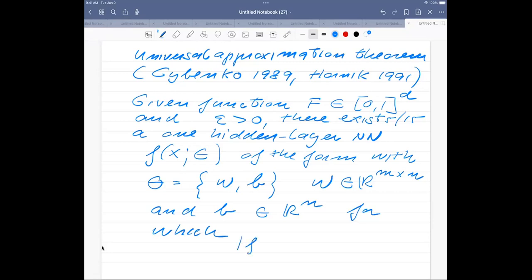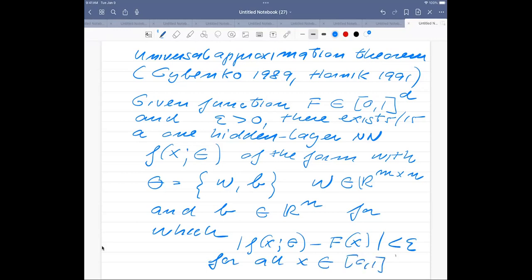for which we have that f of x as a function of these parameters theta minus f of x is smaller than epsilon for all x in the same hypercube of dimension d. So this simply says, if you think of the Weierstrass theorem, if you're familiar with that, that's a similar theorem you would use for polynomial approximation. If you're using Fourier expansions, you would have a similar requirement on the error you make with a Fourier transformation.